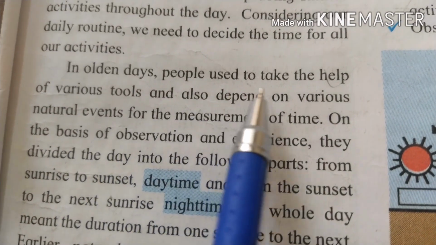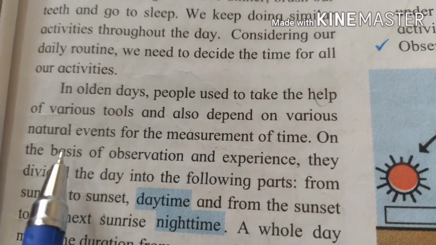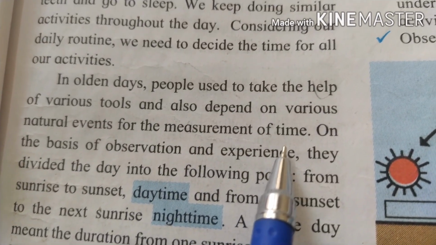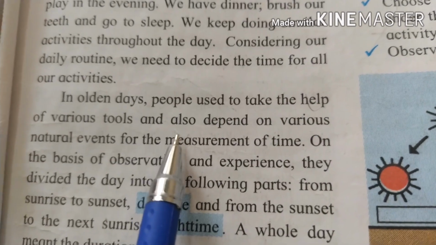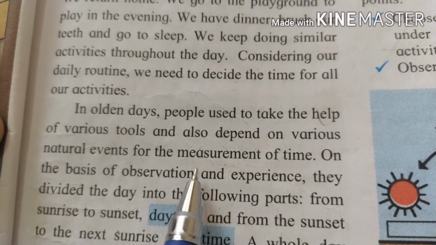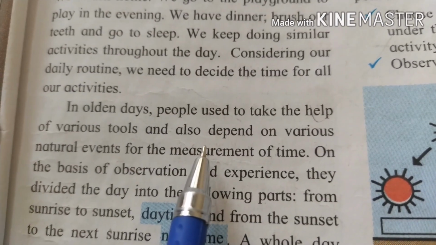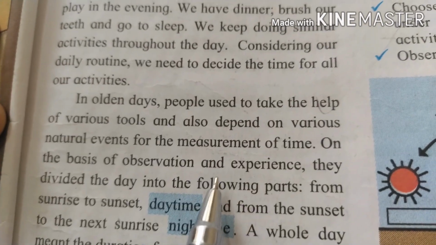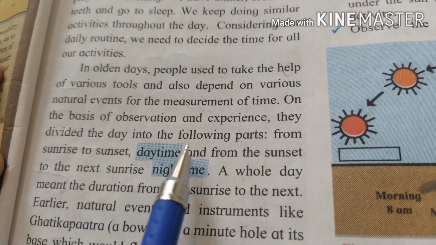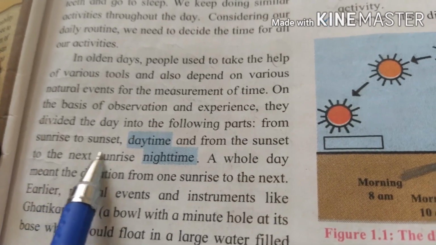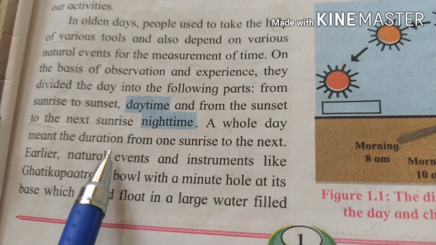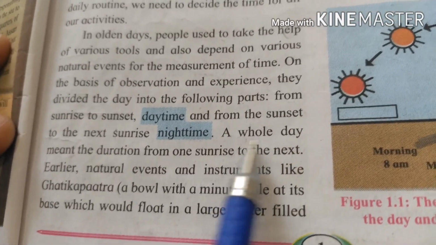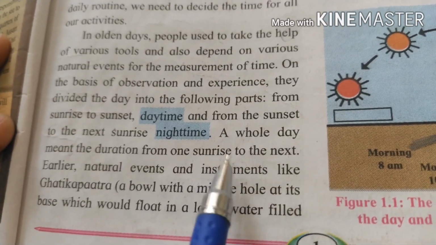In olden days, people used to take the help of various tools and also depend on various natural events for the measurement of time. People used to observe the sun and its position, and accordingly, even today in villages, people don't carry watches. They depend upon the position of the sun to tell the time. On the basis of observation and experience, they divide the day into two parts. From sunrise to sunset is daytime, and from sunset to the next sunrise is night time. A whole day means the duration from one sunrise to the next sunrise.